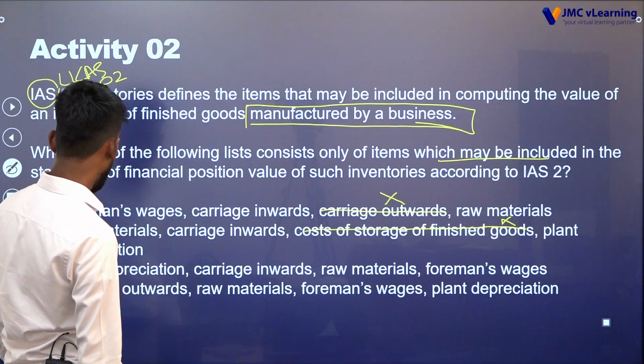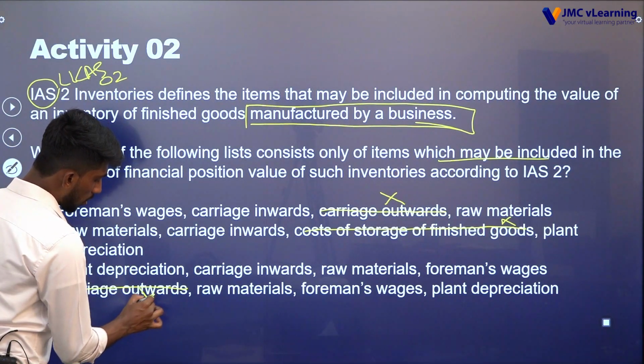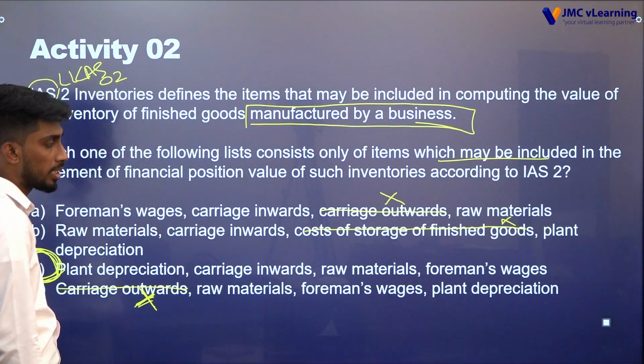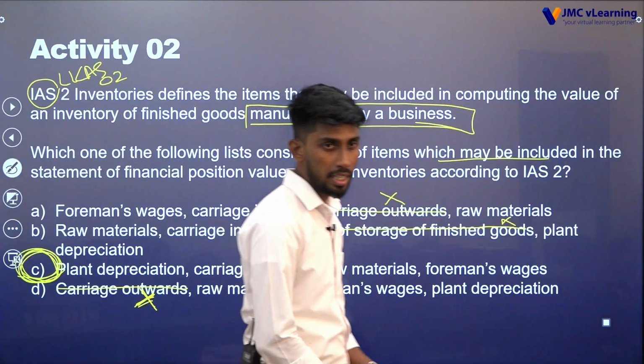So let's see the last one, carriage outwards. We can't include carriage outwards. It's a distribution expense. Therefore, my dears, the answer is C.